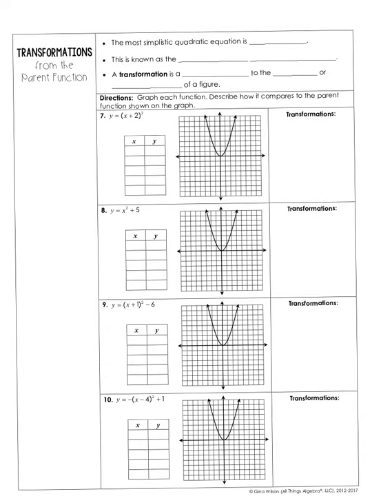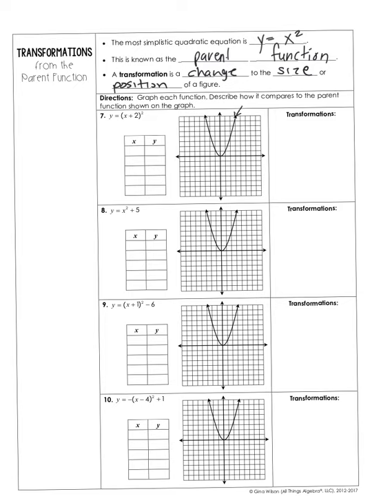vertex form also reveals transformations. Okay, the most simplistic quadratic equation is y equals x squared. This is known as the parent function. Okay, and everything we do to this parent function affects it. Sometimes, as you saw before, graphs can be stretched or compressed, and they can also be shifted. They can be shifted left or right and up or down. A transformation is a change to the size or position of a figure.